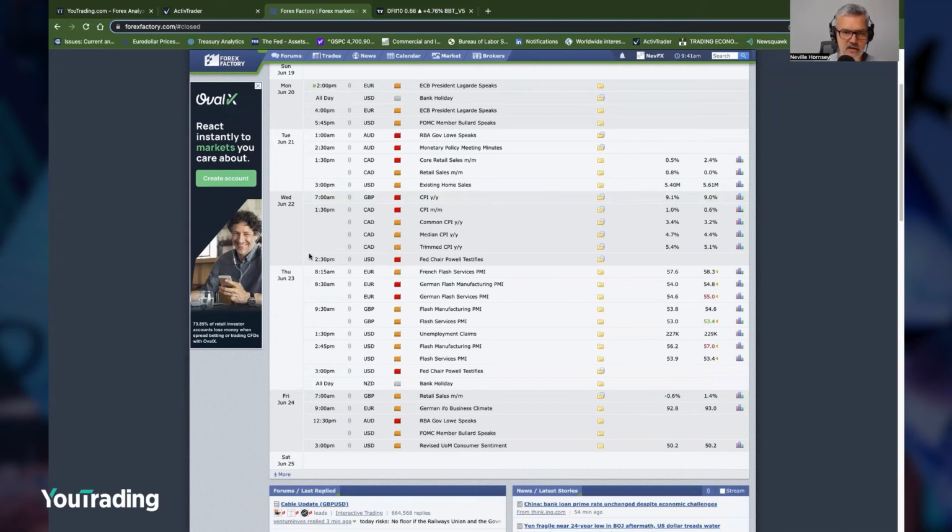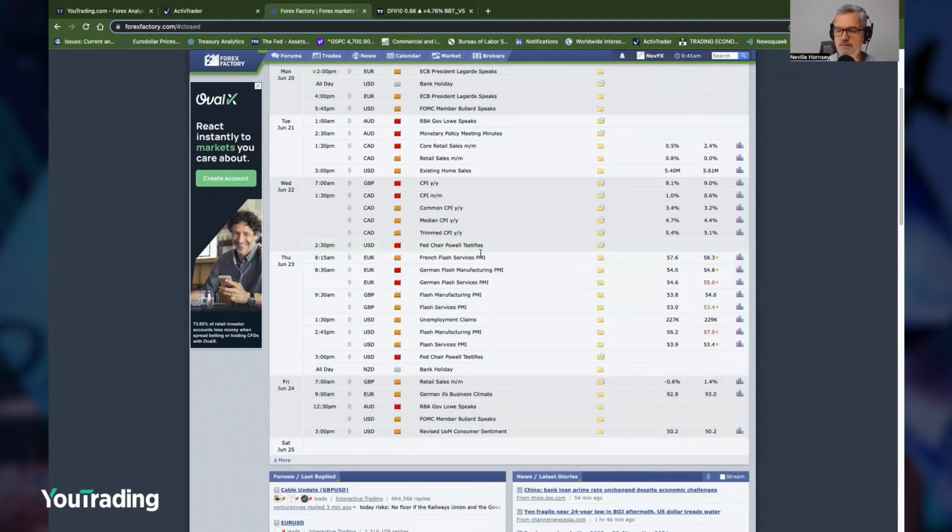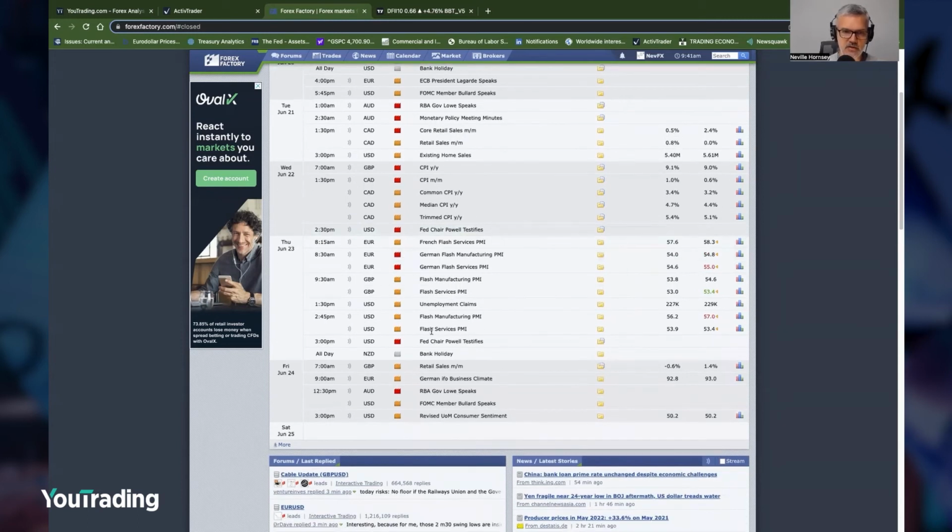What we are also going to see on Wednesday is the US dollar being affected by the Fed Chair Powell testimony. Fed Chair Powell is speaking at the semi-annual monetary policy hearing in front of the Senate Banking Committee in Washington, D.C. Everything that needs to be said probably gets said on June the 22nd, so on Wednesday, but there is also an opportunity on Thursday, the 23rd, for Chair Powell to say more. However, from previous experience, I'd say that if there is to be volatility based on what Chair Powell says, it happens on Wednesday and not really on Thursday.